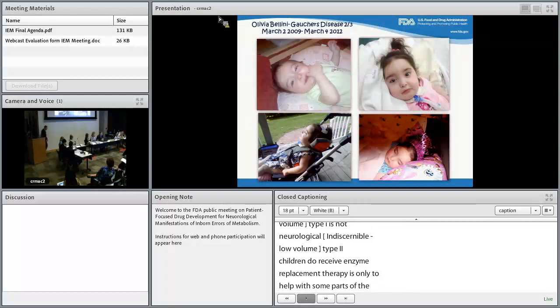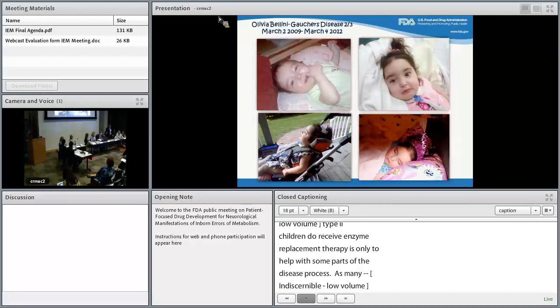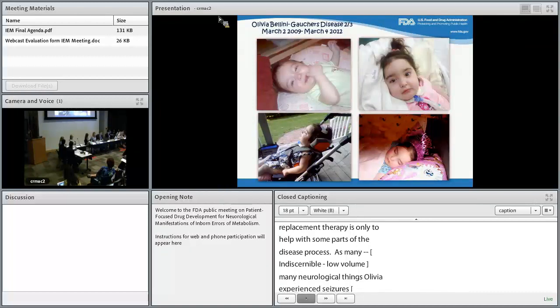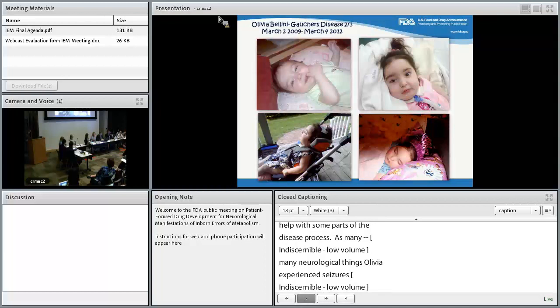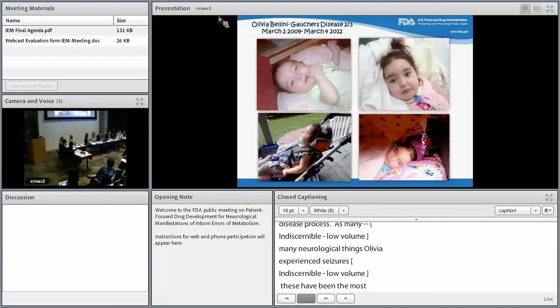Many of the signs and symptoms of the neurological part, such as swallowing abilities and many neurological things. Olivia experienced laryngospasm, myoclonic jerks, seizures, and spasms, increased tone, which is that spasticity that Teresa touched on earlier, central apnea. These have been the most significant impacts on Olivia's life.